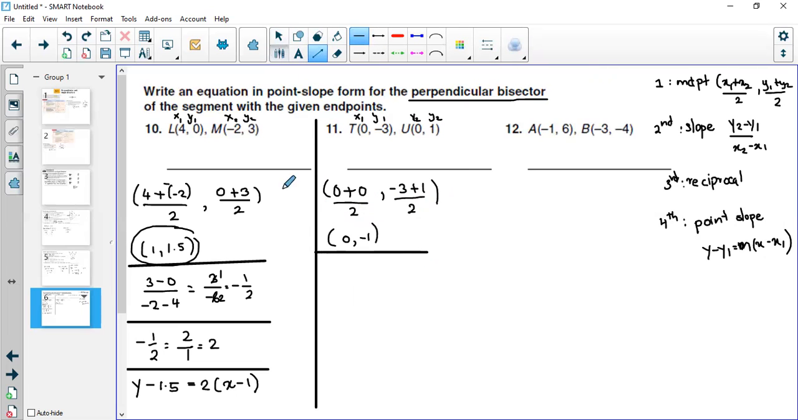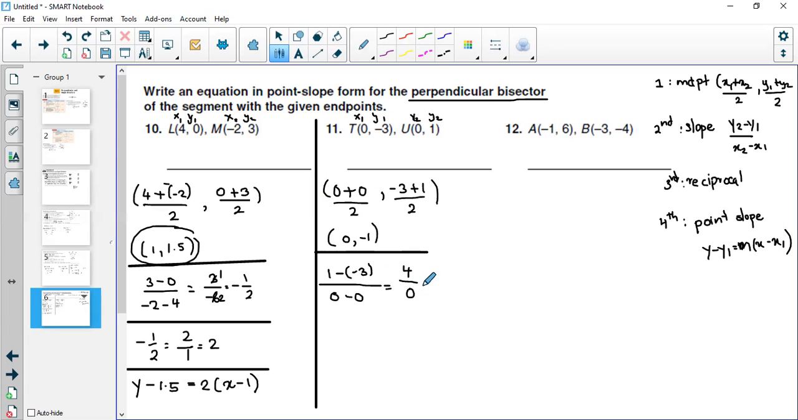So the second step is to find the slope. Again, y2 minus y1 over x2 minus x1. Minus minus is going to give you a plus. So that means 1 plus 3 is 4, divided by 0. So 4 divided by 0. Now here you know that you cannot divide 4 by 0. It's not possible to divide any number by 0.